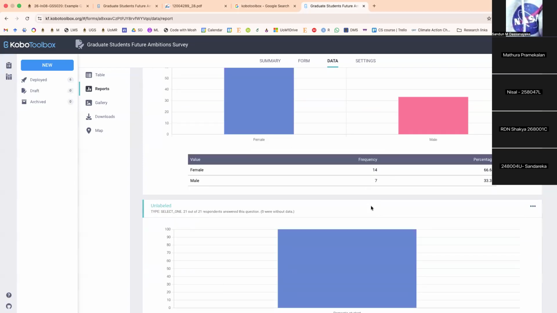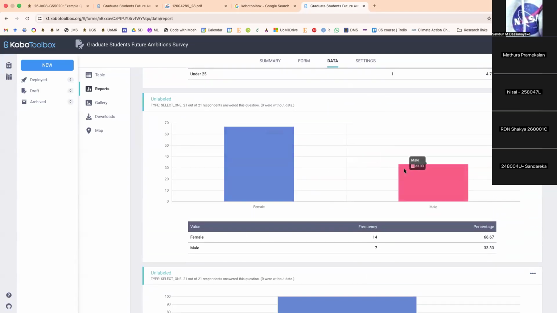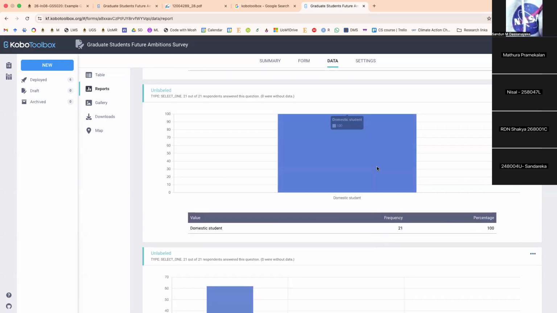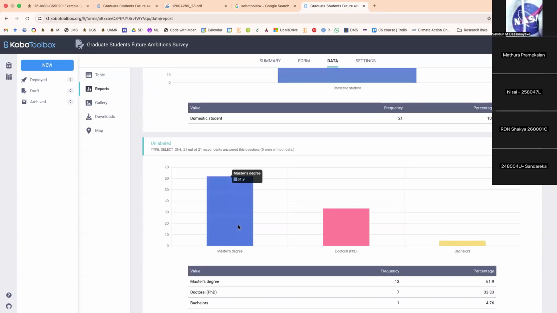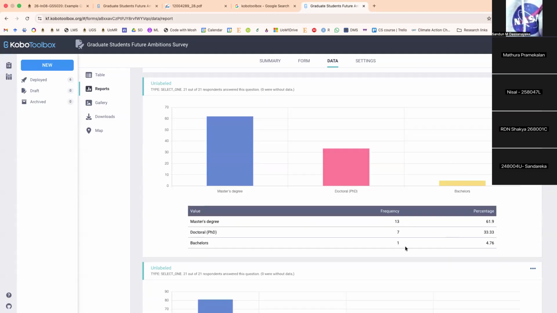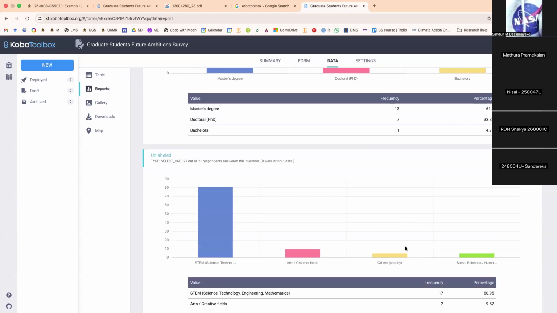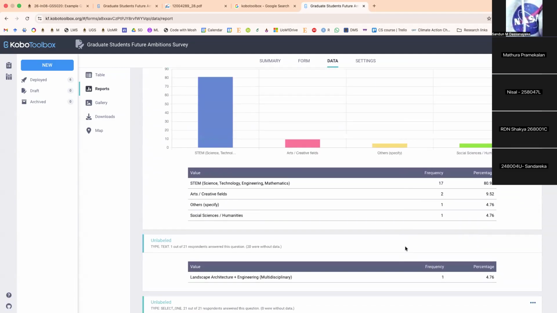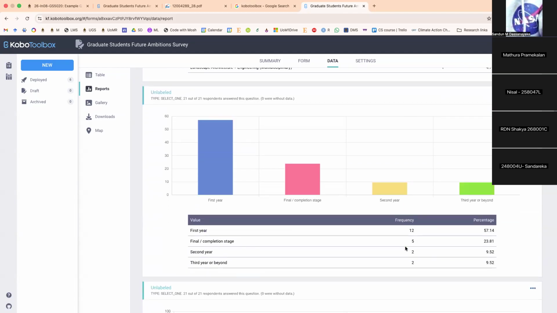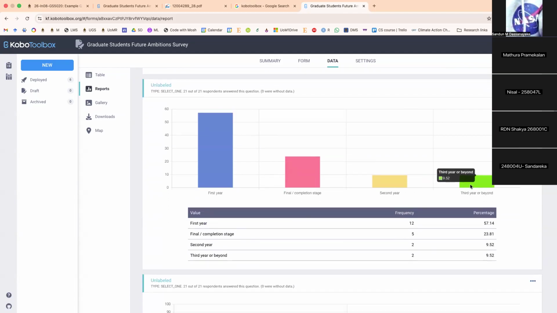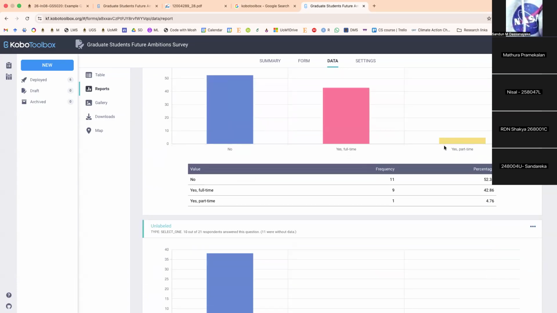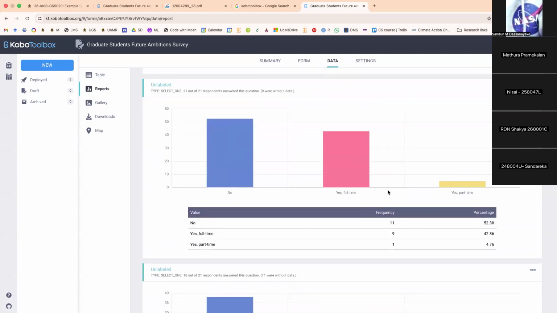So we can see all of you have declared your gender. We have 66% female, almost. We have 2 females per 1 male. And then we have domestic students, Sri Lankan students, master's degree, doctoral, and bachelor's. Again, think about the question as well. What was the question and what is your response? And the type, in STEM and arts and others. And then you have first year, final year, second year, third year. Full-time and part-time students are there. So it's a very nice data set.